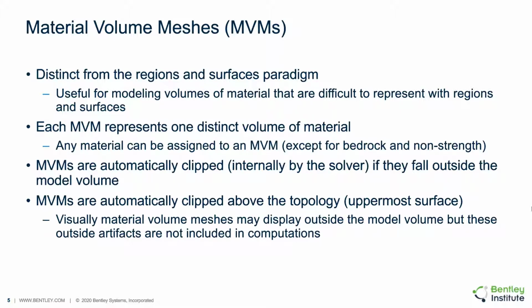Each material volume mesh represents a separate and distinct volume of material and can be assigned a constitutive model unique to that mesh. Material volume meshes are automatically clipped internally by the solver if they fall outside the lateral extents or the uppermost surface of the model volume. Therefore, they will be clipped at the uppermost topology. Visually, material volume meshes may display outside the model volume, but these outside artifacts are not included in computation.